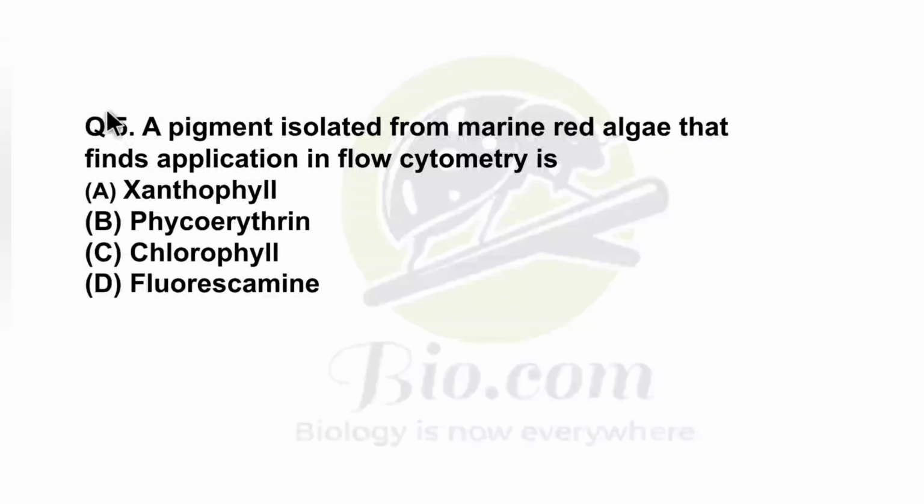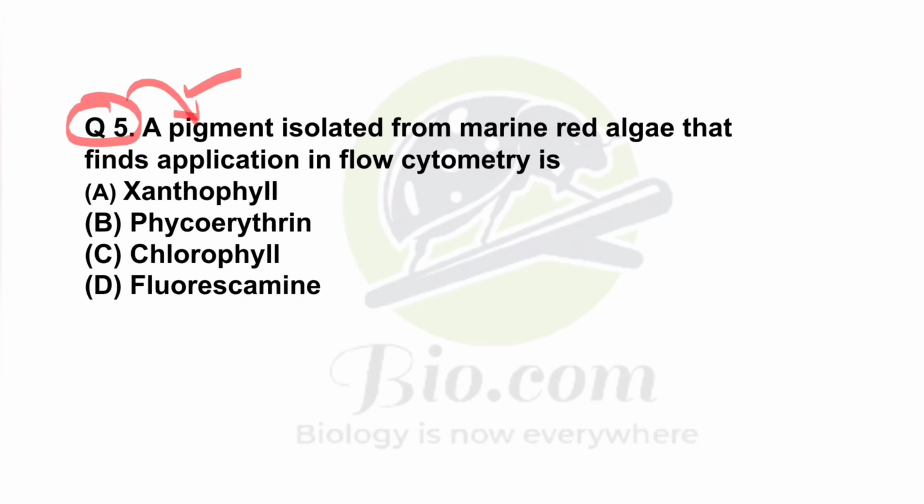Now question number 5, which is again from Marine Biotech and which is again related to pigment. A pigment isolated from marine red algae that finds application in flow cytometry is it a xanthophyll, is it a phycoerythrin, or chlorophyll, or fluorosemine?